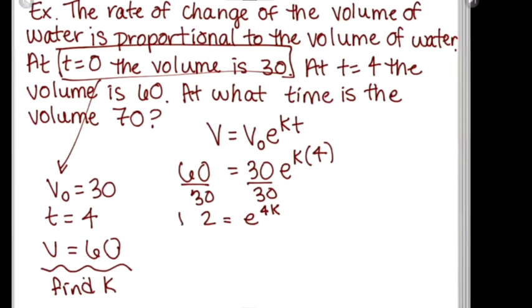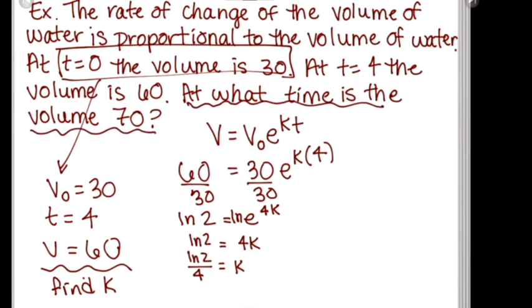Okay, so I'm dividing by 30, and I'm going to take ln on both sides. And so we get 4k equals ln 2, and then k is ln 2 over 4. Again, that's not the same as ln of 2/4, so the 2 and the 4 can't reduce. Okay, so we're done with this initial information, but now there's a follow-up question. Well, now we get to the real question. At what time is the volume 70?